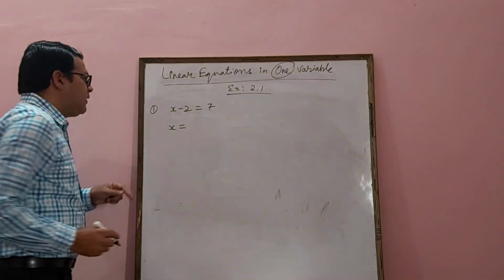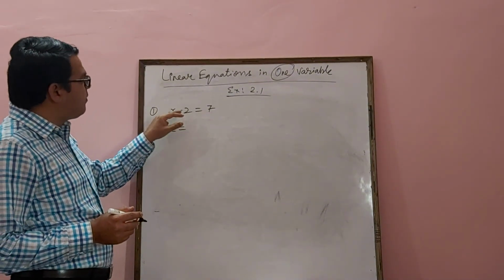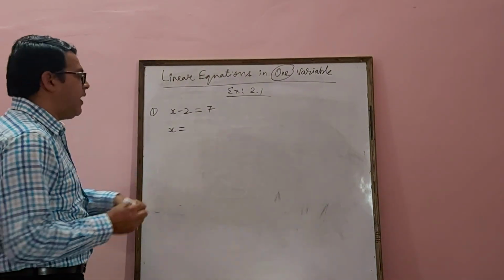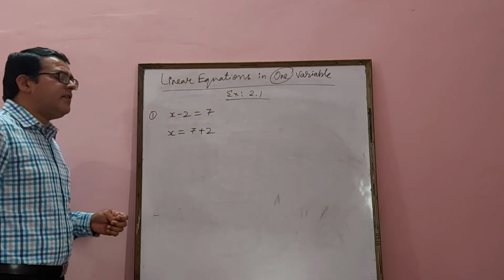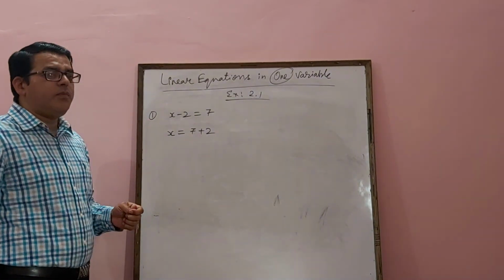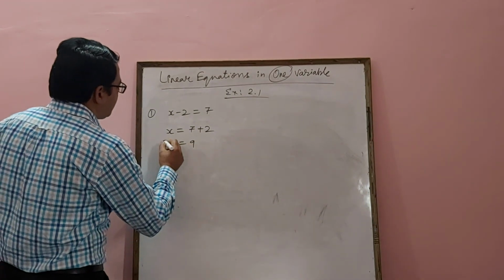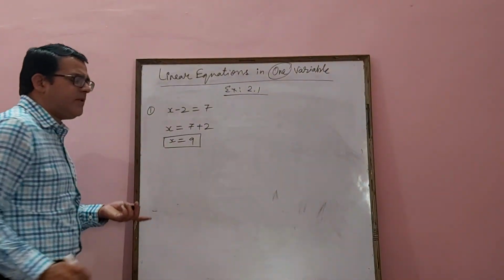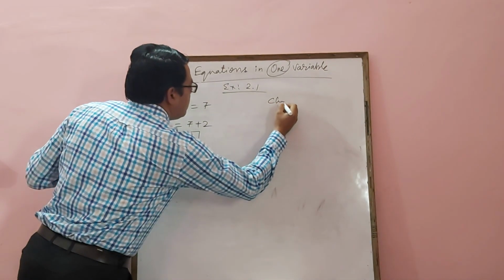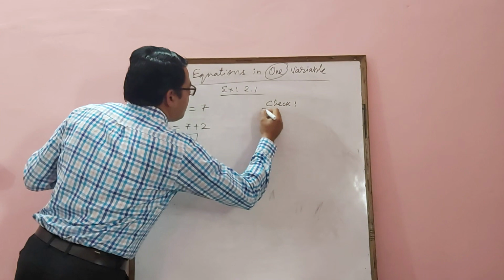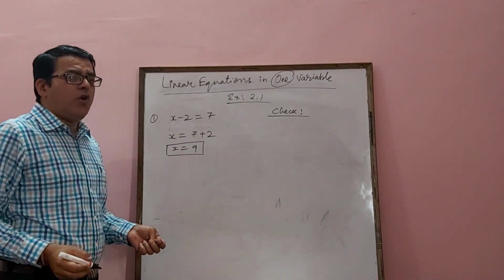Since x minus 2 is there, we have to shift this minus 2 to the right hand side after changing the sign. So we can write x equals 7 plus 2. Now x equals 9. This is the solution of this equation. It's very simple. Now you have to check it also. The value of x is 9. Is it true or false?